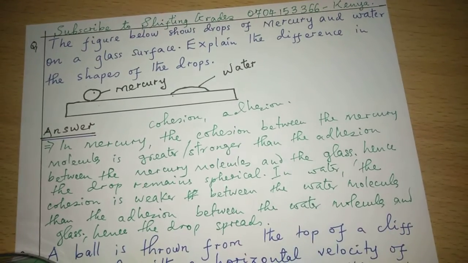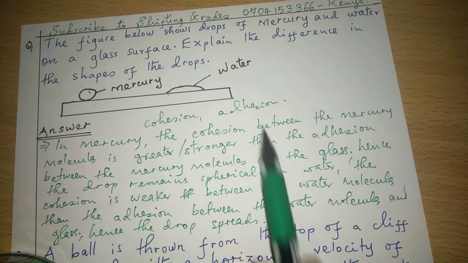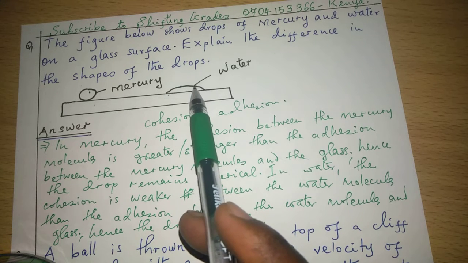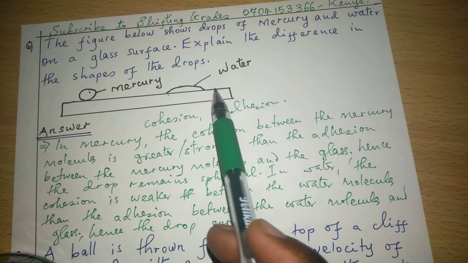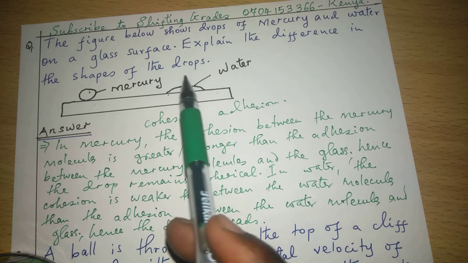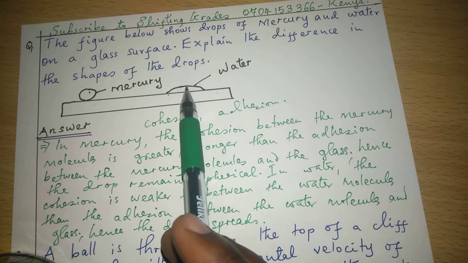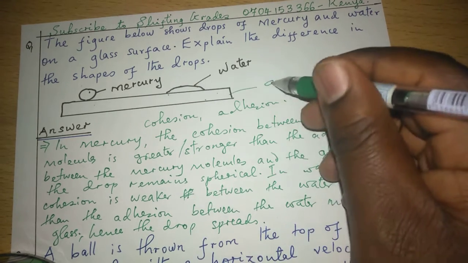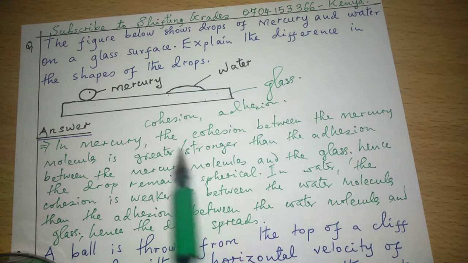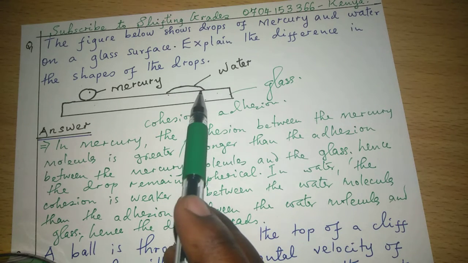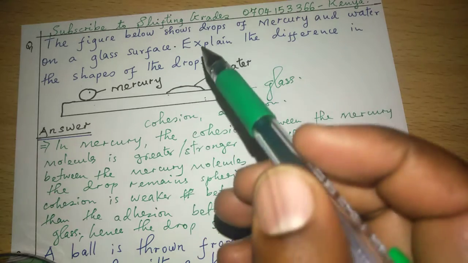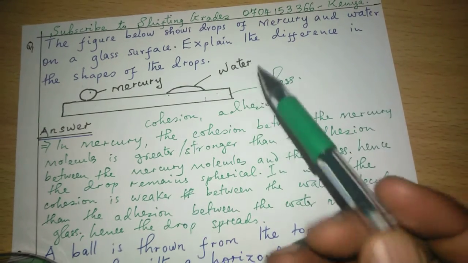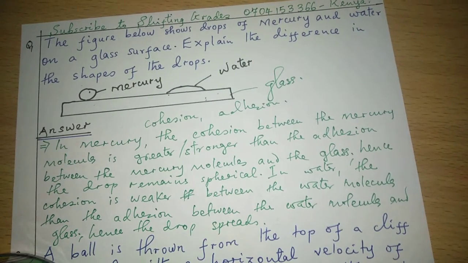So what is happening here is that now, in water molecules, the force attracting water molecules to the table is stronger than the force which is attracting water molecules to themselves. Therefore, the water molecules are more attracted to the glass than to themselves. This is the glass. And that means now they have to spread on the glass, because that is where they are attracted more.